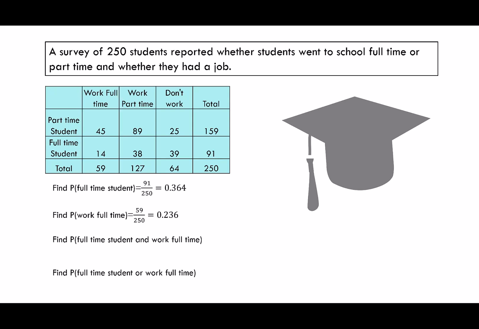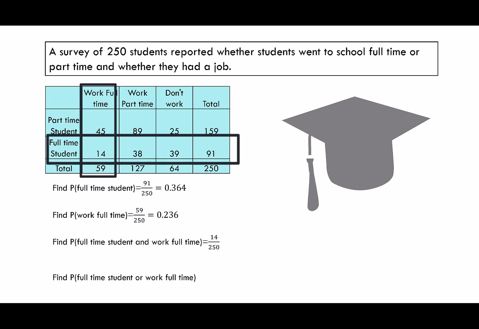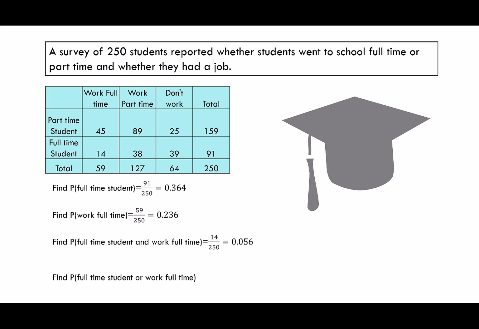Let's put that together and find the probability that a student is a full-time student and also works full-time. Here we're looking at the intersection of full-time students and the column of working full-time. We can see there are 14 people in this intersection. 14 out of 250 is 0.056.